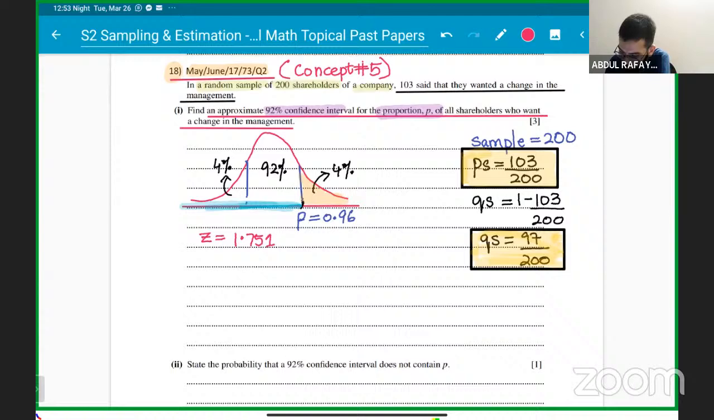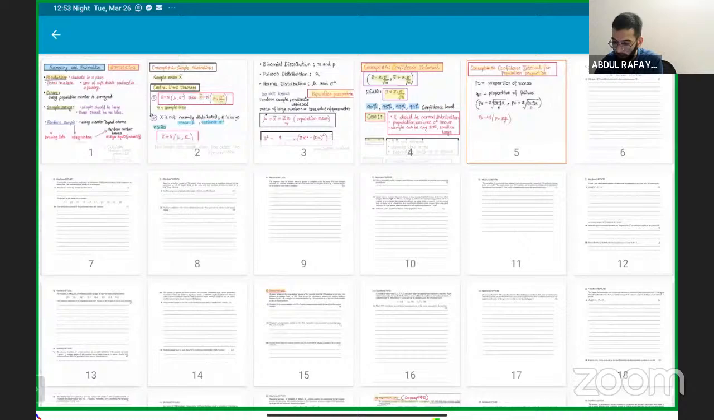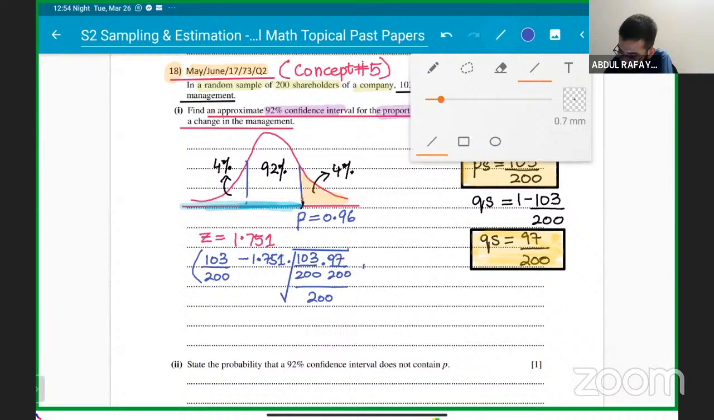Now just plugging in the formula. What was the formula for the confidence interval of population proportion? The proportion of success, this thing, okay? This thing is the formula for that. So here we go. It will be 103 over 200 minus the Z value 1.751 times the square root of 103 over 200 times 97 over 200 divided by 200, and you have to put the whole square root on that, okay? That will be a very easy help, students. The next thing will be a comma, and you're going to do it the other way now.